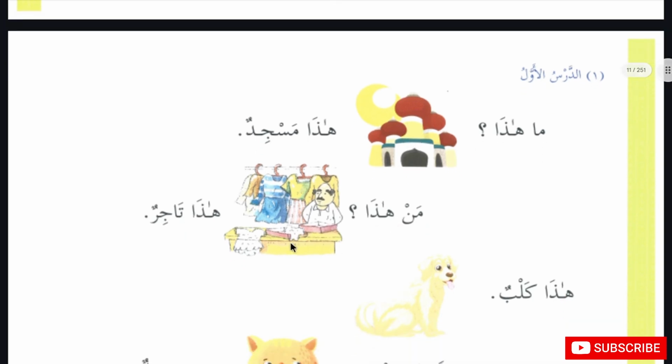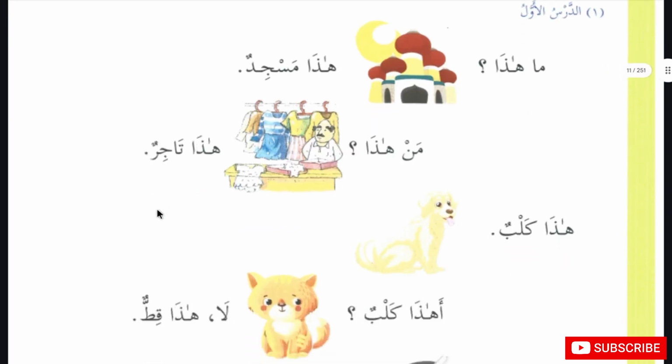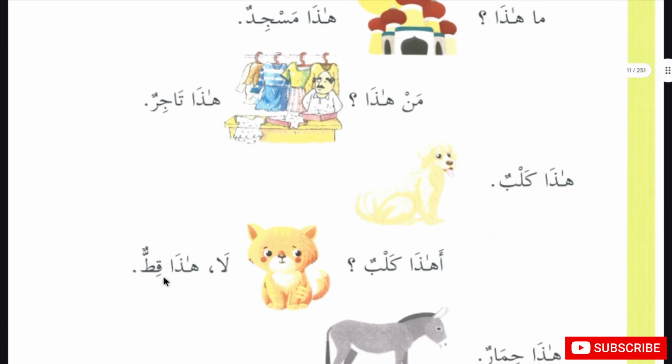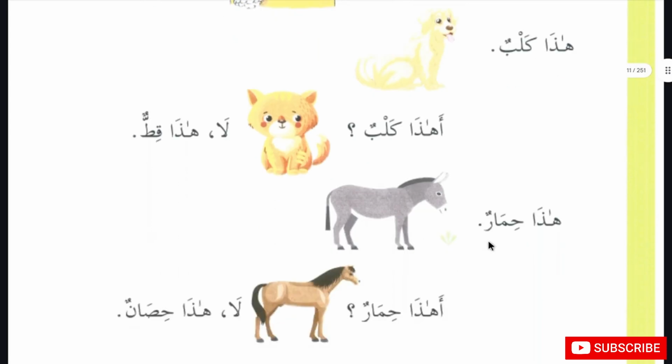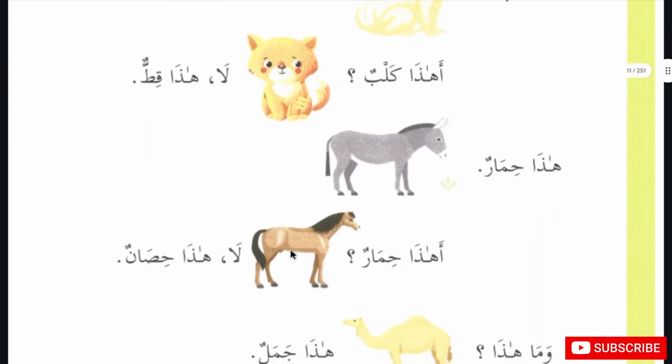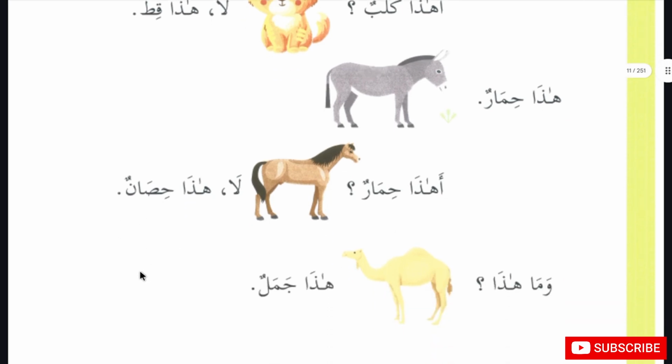Man hada? Who is this? هذا تاجر. This is a businessman or a merchant. هذا كلب. This is a dog. هذا كلب. Is this a dog? لا هذا قط. No, this is a cat. هذا حمار. This is a donkey. هذا حمار. Is this a donkey? لا هذا حصان. No. This is a horse.